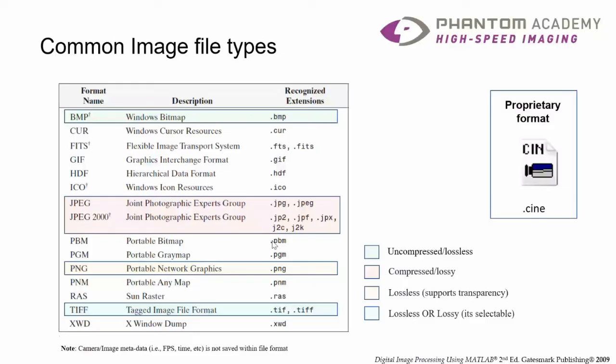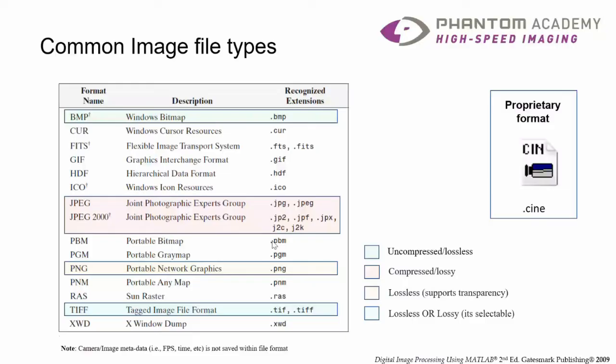But for the most part, what separates out the Phantom file, called a Cine file, is the fact that we give you the ability to not only save the uncompressed raw data, but it also has all that great metadata from your test. So it has things like the frame rate that you recorded at, the model number of the camera, the exposure time. All that is in that Cine file format.